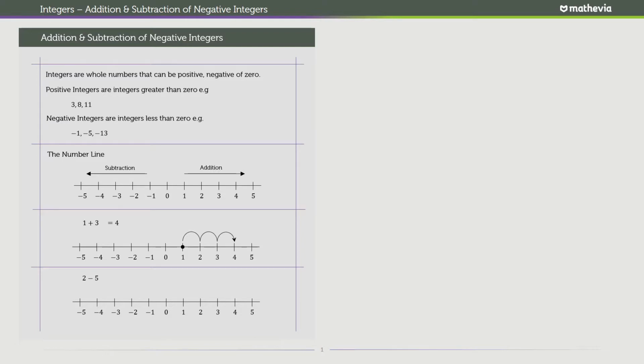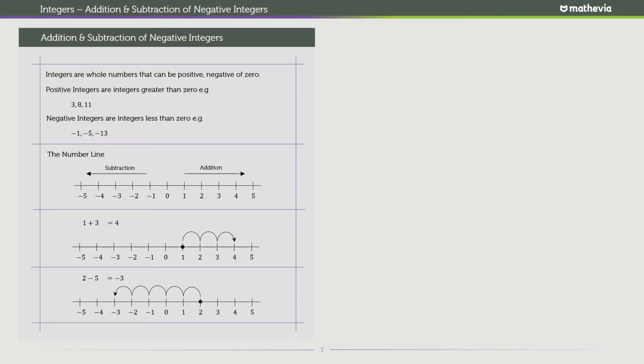our number line, similarly we start from 2. In this case we're subtracting, so we're moving to the left. And we move how many times to the left? We move 5 times to the left. So from 2 we move 1, 2, 3, 4, 5. Five times to the left, and we end up at -3. So 2 minus 5 equals -3. Simple. So that's it.